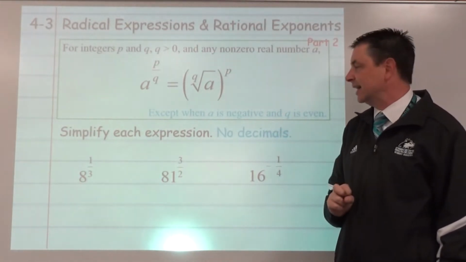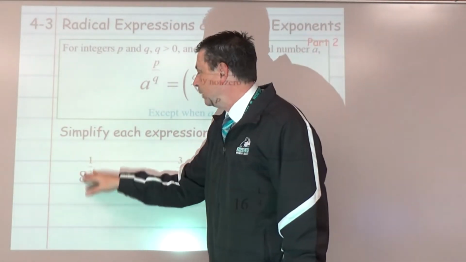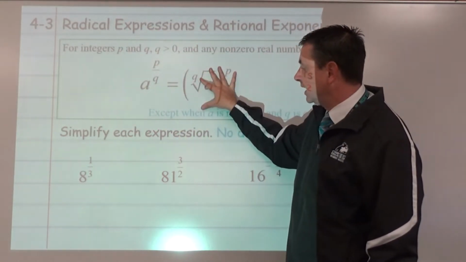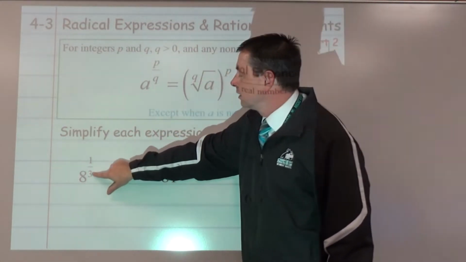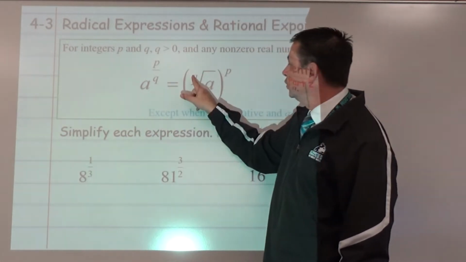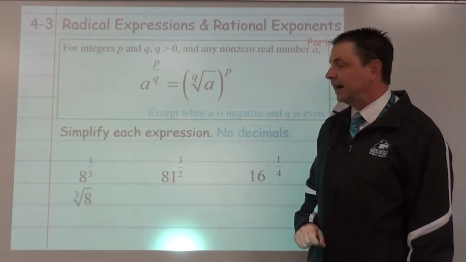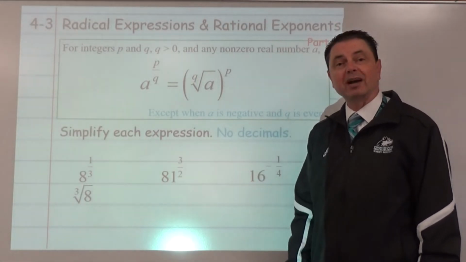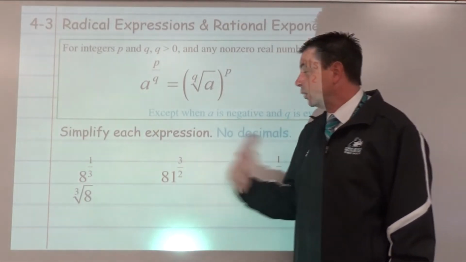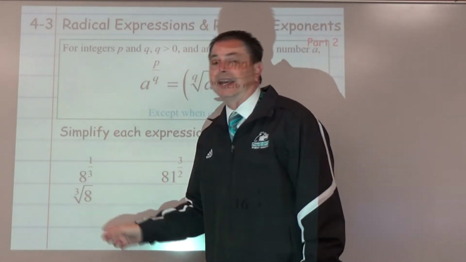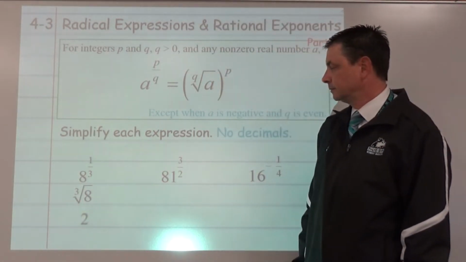We're not going to use any decimals. We're going to say 8 to the power of 1/3 looks like this. Let's rewrite it like this. It's saying take the cube root of 8 and raise that to the first power. And if it's raised to the first power, we don't need to write that. And we know, according to our list of cubes, that the cube root of 8 is just going to be 2.